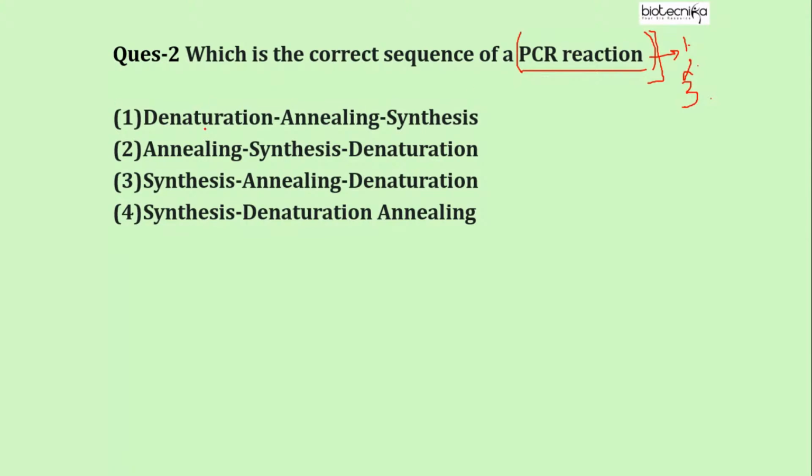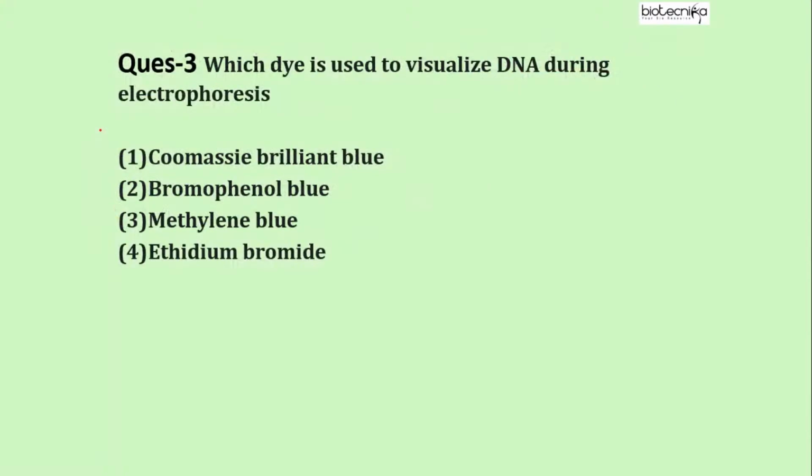Yes, Sneha, you are correct. The correct sequence is denaturation, which will cause the separation of DNA strands. Next, we will anneal our primers, and then we will synthesize the DNA with the help of DNA polymerase enzyme. So the very first process is denaturation. You cannot find denaturation first in any other option, so all three options go wrong and the right answer is the first option.